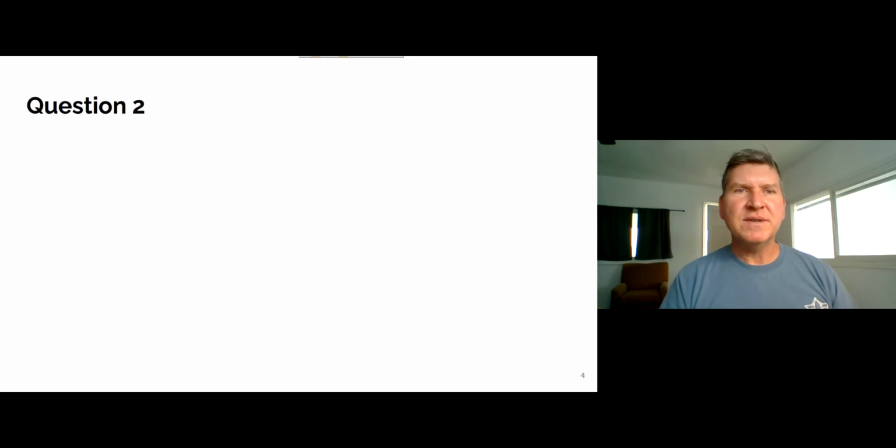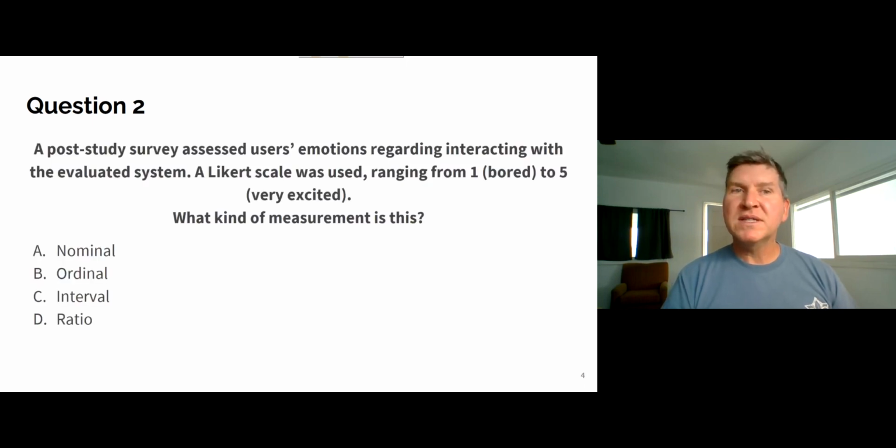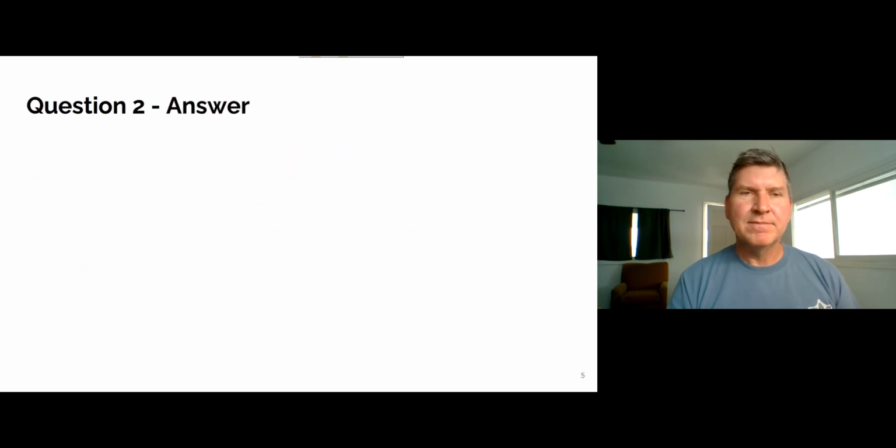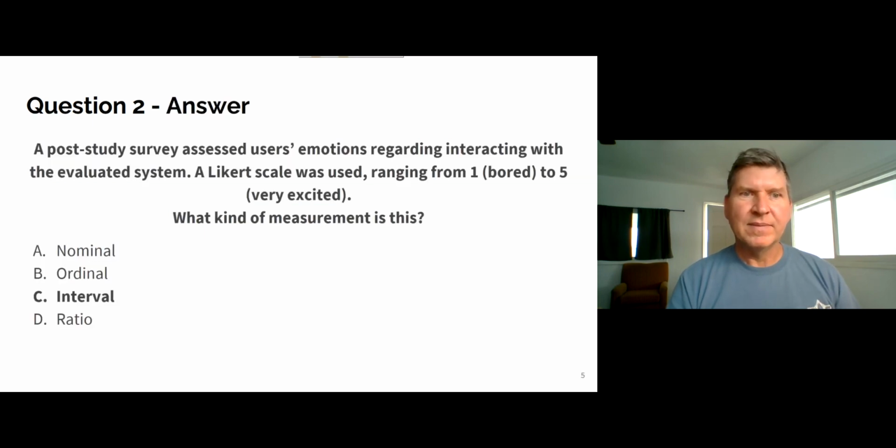The second question, a post-study survey assessed users' emotions regarding interacting with the evaluated system. A Likert scale was used ranging from 1, bored, to 5, very excited. What kind of measurement is this? Let me give you a second to answer. The answer is interval. It could certainly be nominal, but that would be a waste of information.